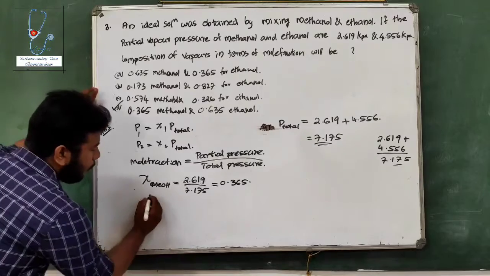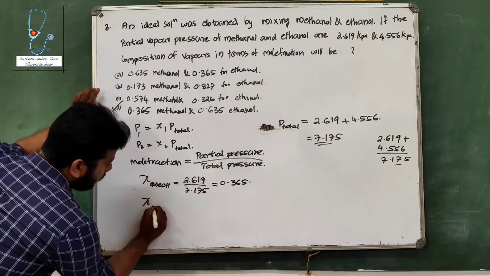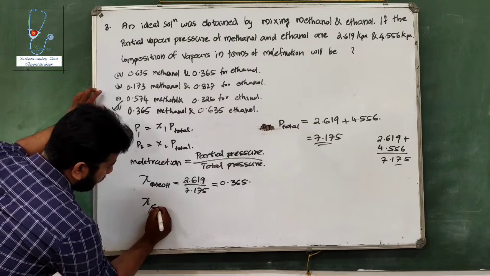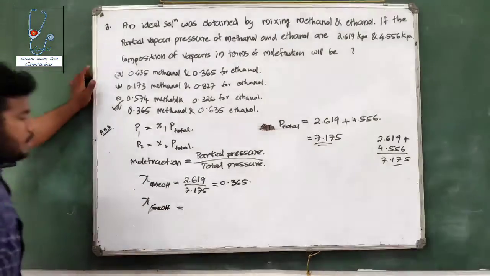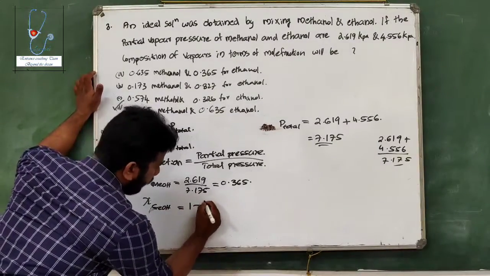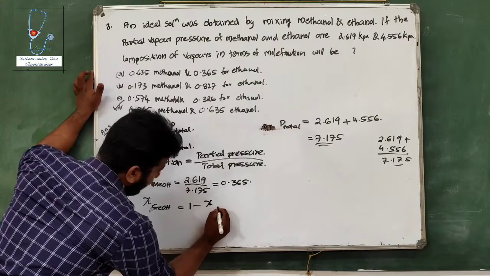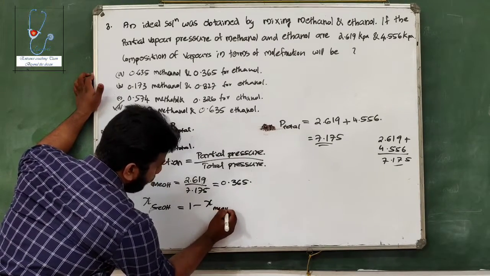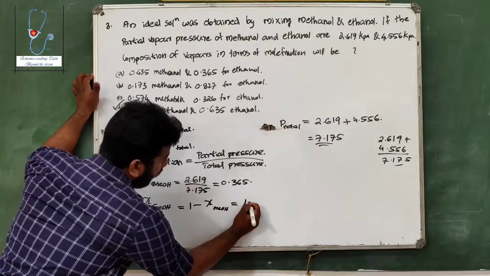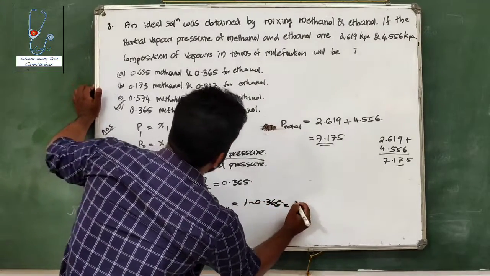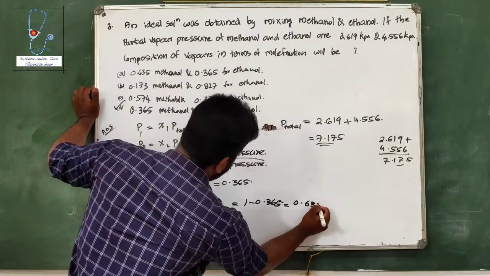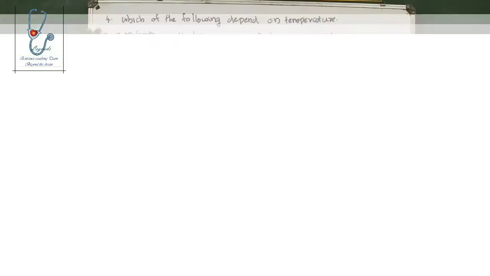And just check the mole fraction of ethanol. The mole fraction of ethanol is equal to 1 minus the mole fraction of methanol, which is 1 minus 0.365, equal to 0.635. We get the answer.